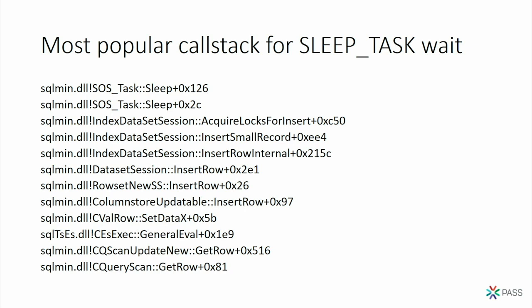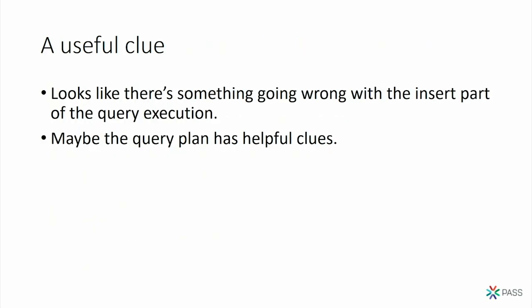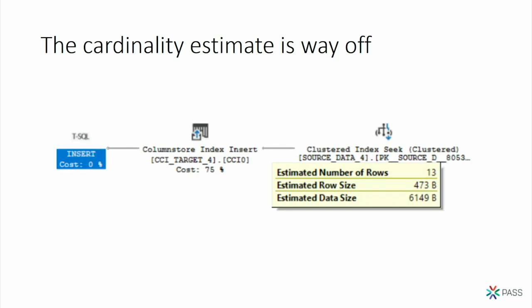Okay, I'm getting a row from a scan. I need to update a row in a Columnstore. That turns into an insert. I'm inserting a small record. I need to get a lock, and then it sleeps. So during my Columnstore inserts, I'm hitting this lock that it seems like I can't get, and then the worker sleeps. So this is hinting that there's some problem with the Columnstore insert operator itself. So I'm going to look at the query plan and see if there's anything suspicious.